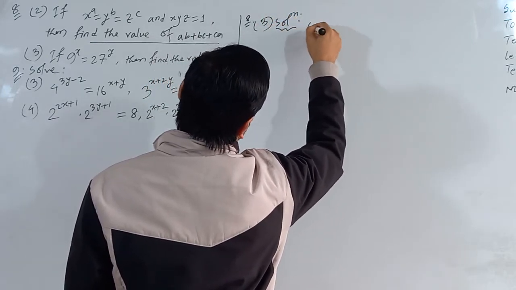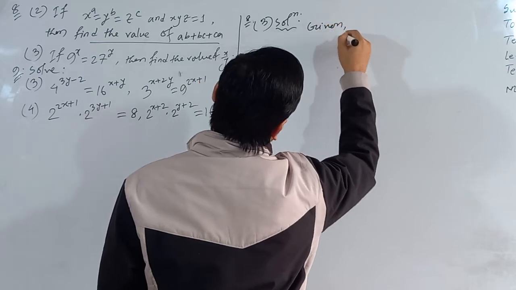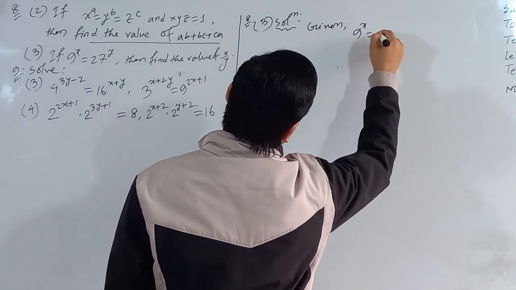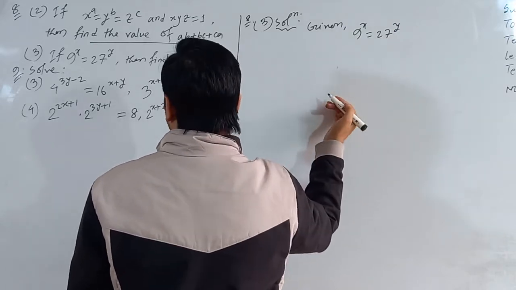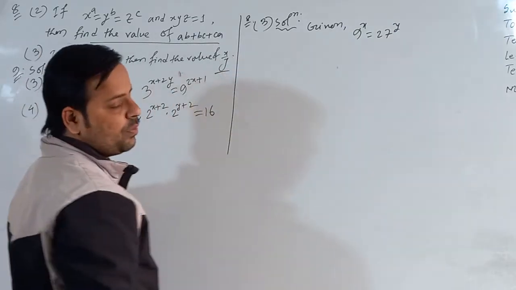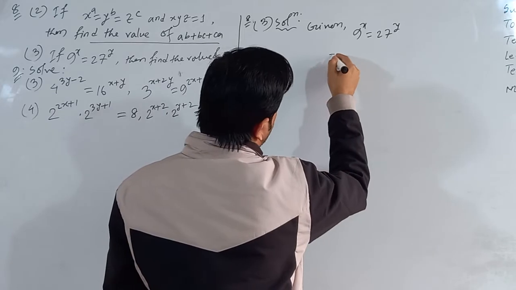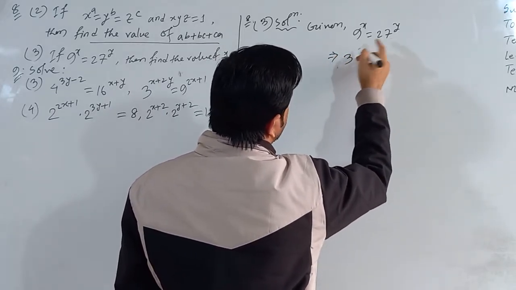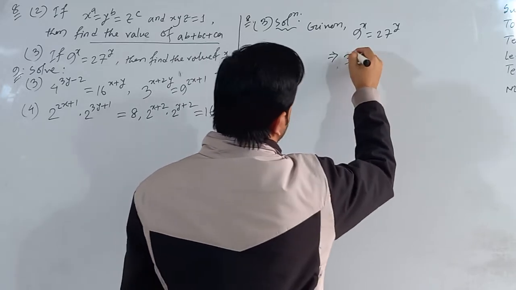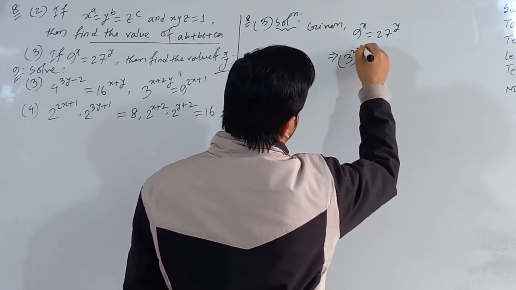We can write here, given 9 to the power x is equal to 27 to the power y. We need to determine the value of x by y. To determine the value of x by y, we need to make the base the same. So we can write 9 means 3 square.